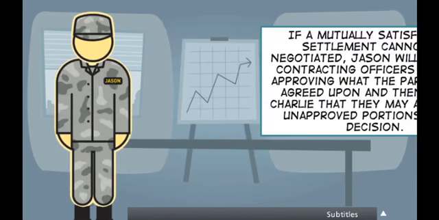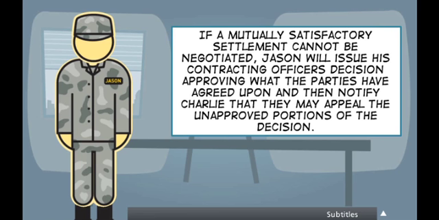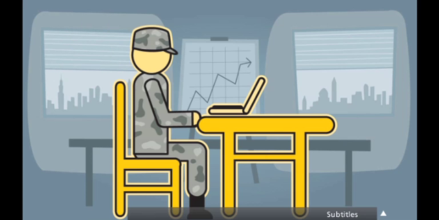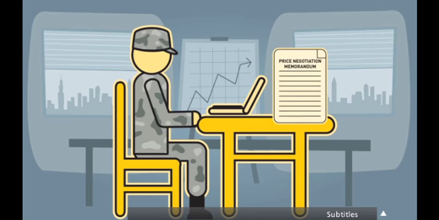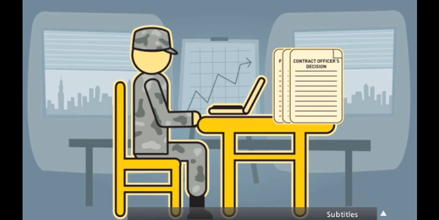If a mutually satisfactory settlement cannot be negotiated, Jason will issue his contracting officer's decision approving what the parties have agreed upon and then notify Charlie that they may appeal the unapproved portions of the decision. Jason then accomplishes the large part of the paperwork, including a price negotiation memorandum, a determinations and findings, a contracting officer's decision. Jason's contracting officer's decision includes all the requirements at FAR 33.211.